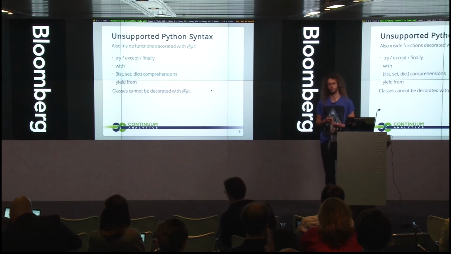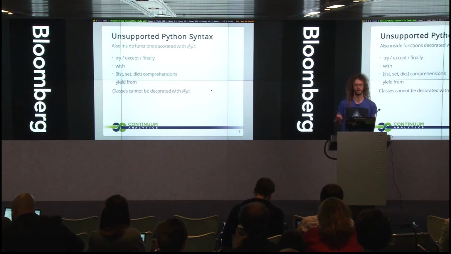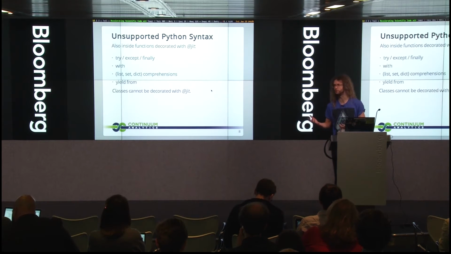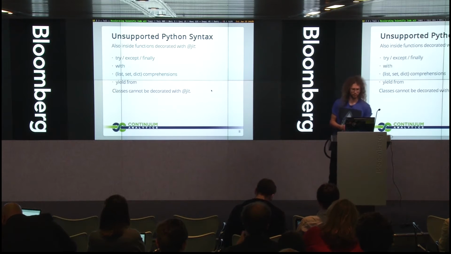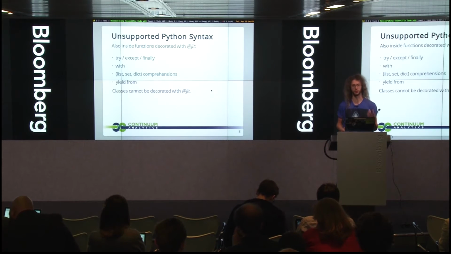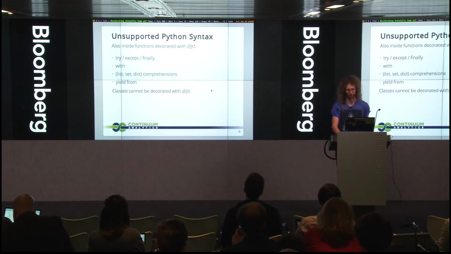There's some things you can't do as well. So although you can raise exceptions, you can't catch them. So there's no try, except, or finally syntax. As a consequence of that, there's no context managers, so you can't use the with statement. We haven't yet found an efficient way to implement comprehensions, so they're not supported in JITted code. And although generators are supported, yield from in Python 3 isn't supported. The other limitation to be aware of is that you can only decorate functions with JIT. You can't JIT entire classes yet, but that is going to change in the next couple of releases of Numba.